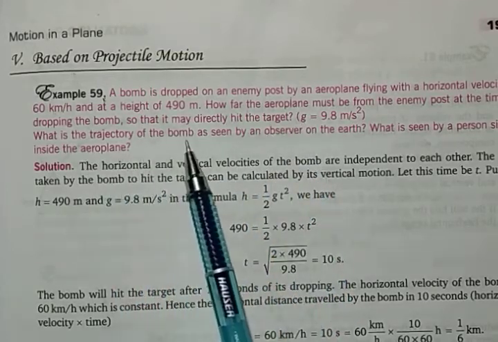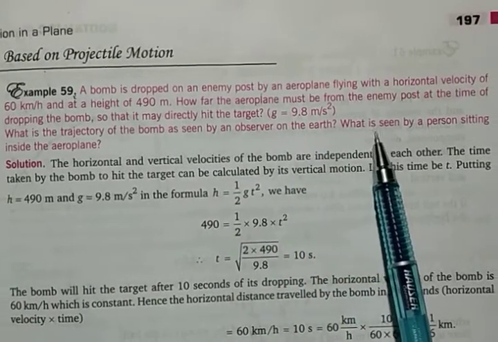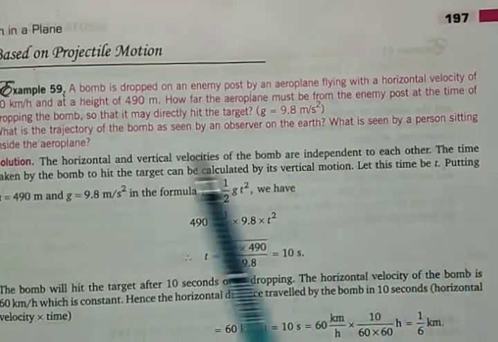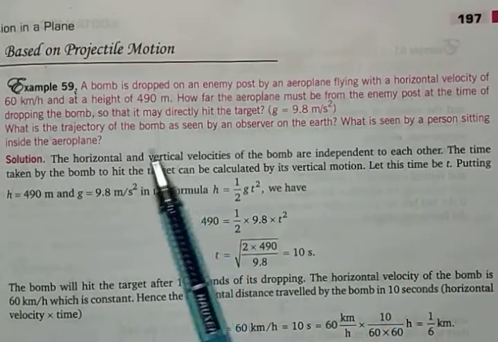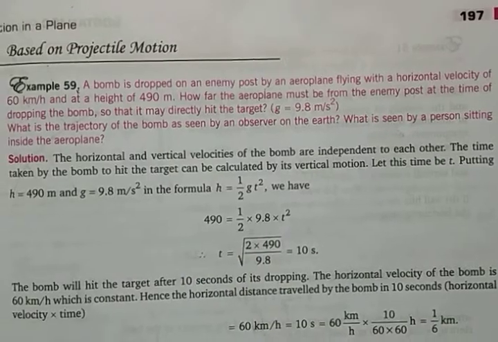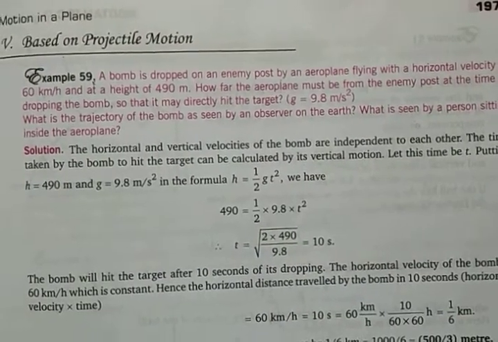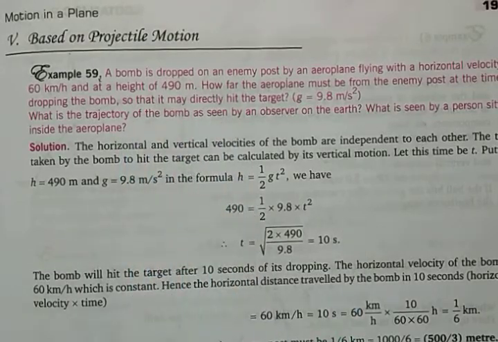What is the trajectory of the bomb as seen by the observer on the earth? What is seen by the person sitting inside the aeroplane? So there are 2 things which are given here. Let us try to understand the question, how to do this one. Let's first of all draw the diagram. Always in every question read slowly and draw a diagram. So we're going to do that now.